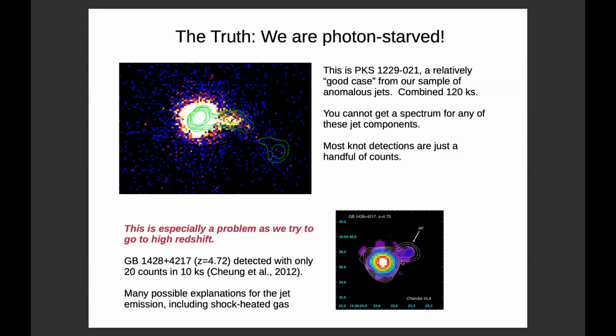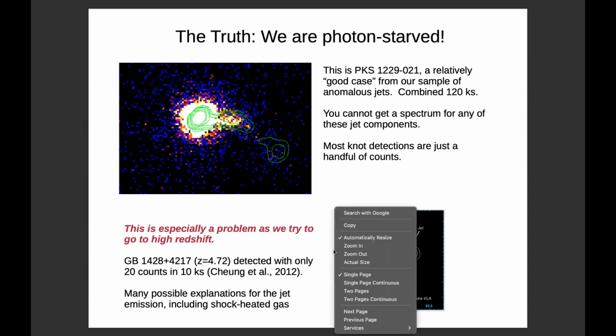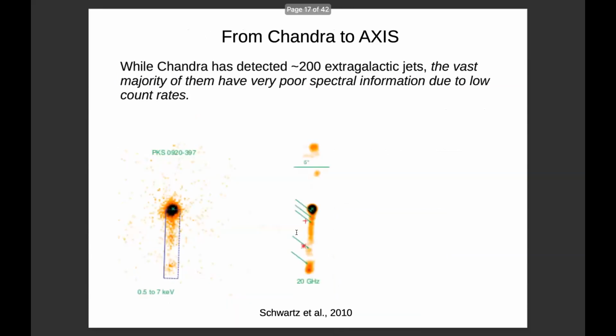And then you start worrying about things like, are we sure that this is really a jet, a relativistic plasma coming out, or is this maybe just shock heated gas, or maybe we're just detecting a small radio lobe. So obviously having the spectral information is key, but in almost all cases, we have nowhere near enough photons to do these kinds of analyses. Chandra's detected 200 extragalactic jets, but the vast majority of them have poor spectral information.